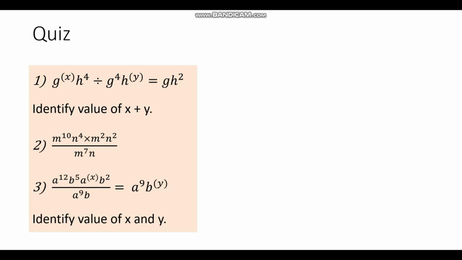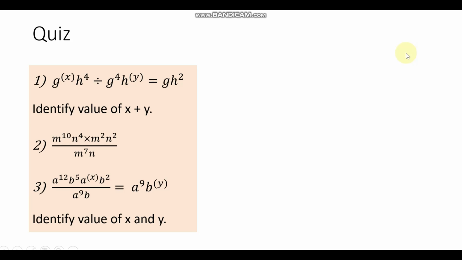I have prepared a few questions for the quiz. So I will go through the questions with you and you guys do it yourself. The first question is, I want you guys to look for the value of x and y. So here is the final answer. Please use the final answer to find out the value of x and y. After that, you have to add x and y.